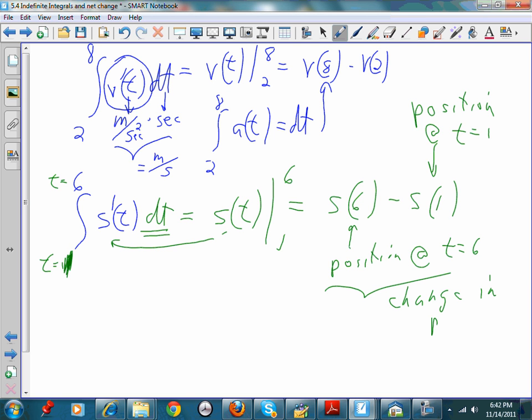Change in position over t equal to 1 to t equal to 6. Okay, change in position. It could be 0. It could be negative. You know, this is not the distance traveled. We're going to get to that soon. Remember, we were interested in that question, distance traveled. This is the change in position. So let's look at a particular problem next.